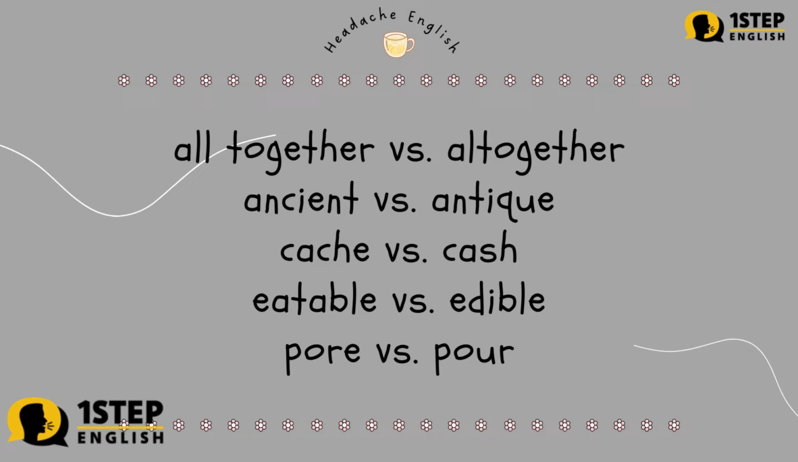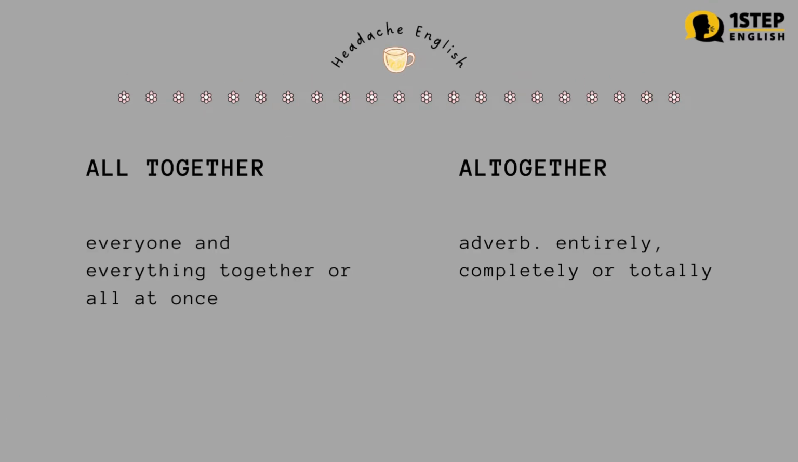Altogether versus all together. Ancient versus antique. Cache versus cash. Eatable versus edible. Pore versus pour. Altogether versus all together. All together: everyone and everything together or all at once. Altogether: adverb, entirely, completely or totally.